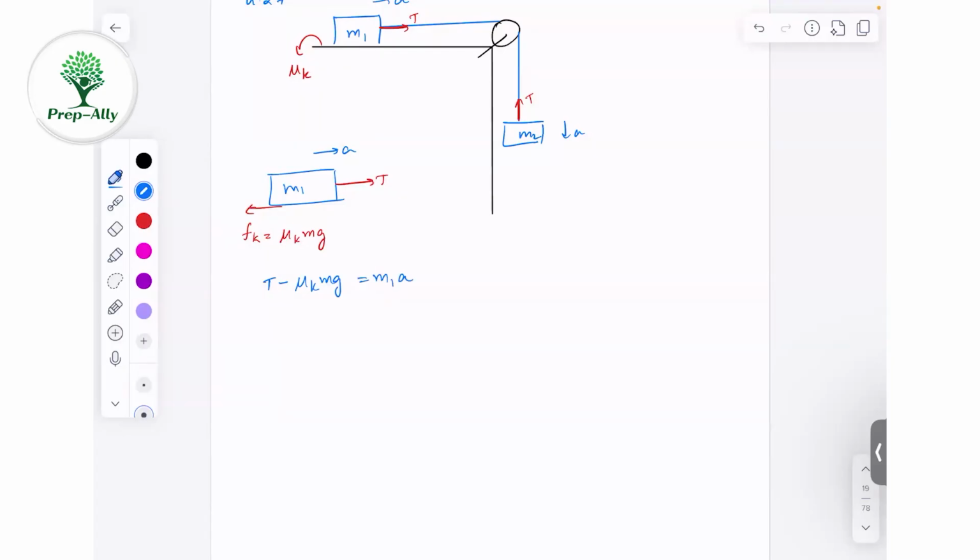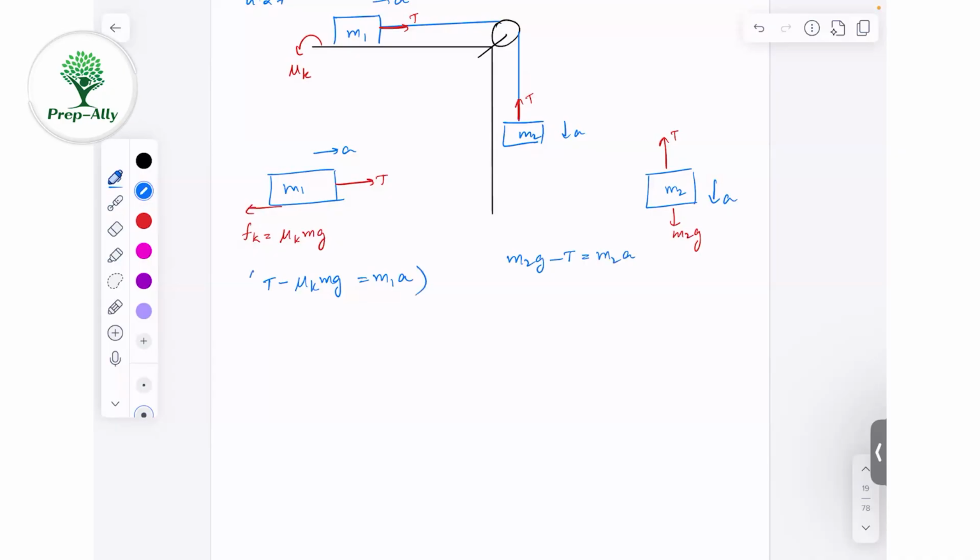Now, if we draw the FBD for m2, we have an upward tension acting. Downward, we have the body's own weight. And then it accelerates down with a. So for M2, the equation is going to be m2 g minus T is equal to m2 a.